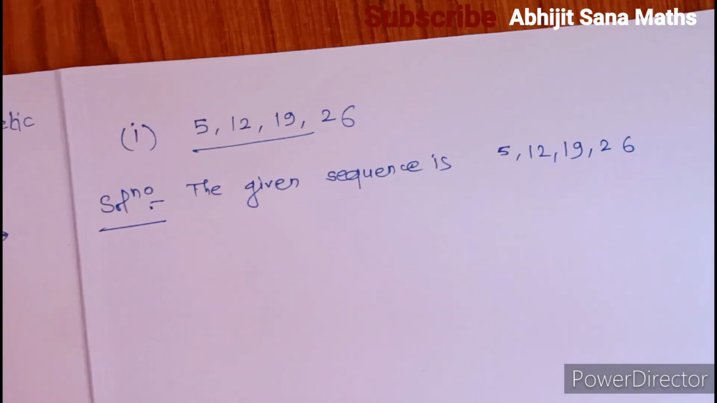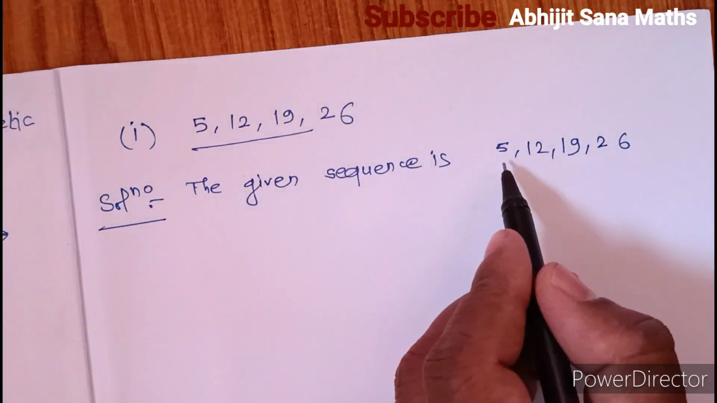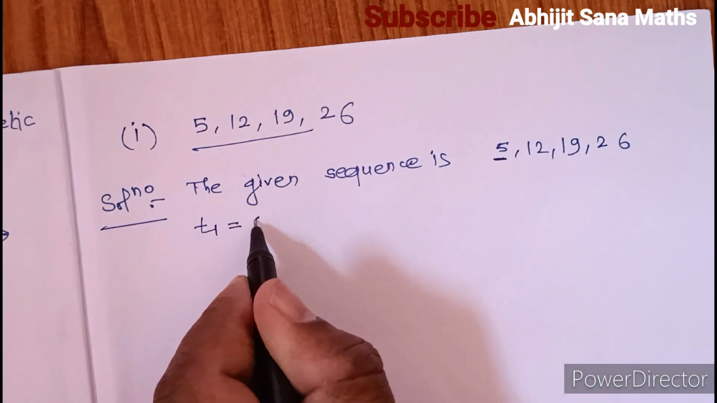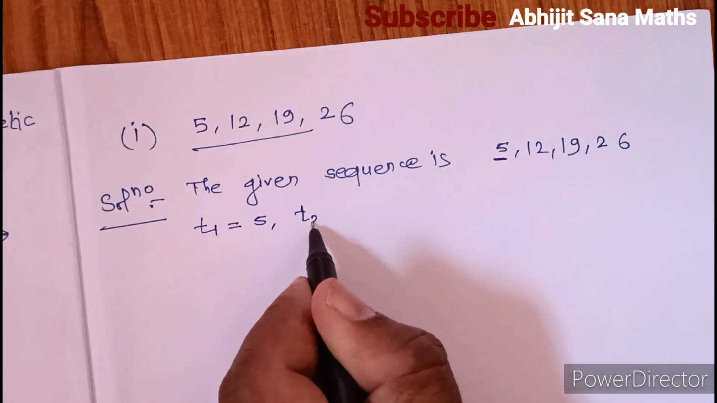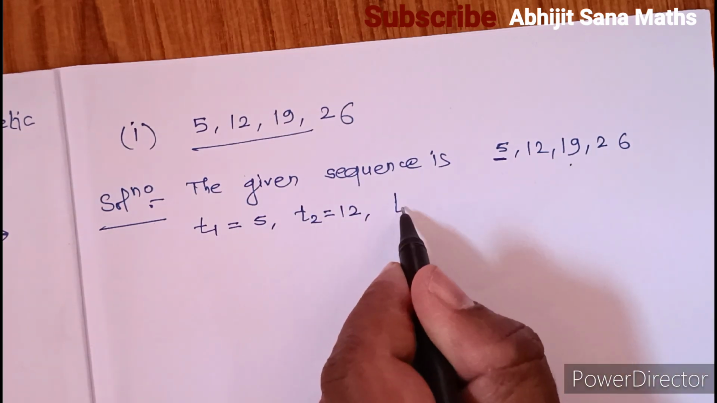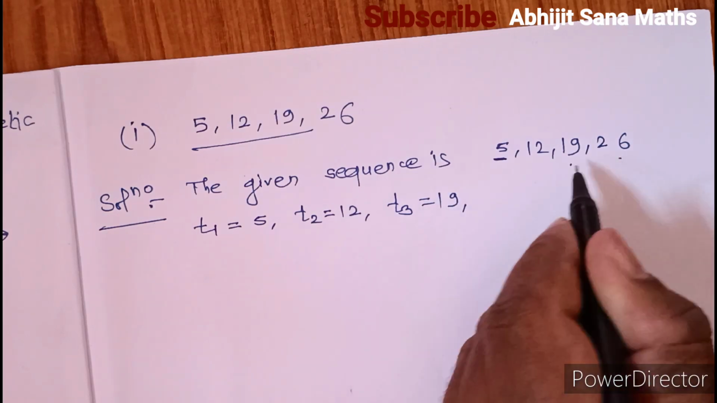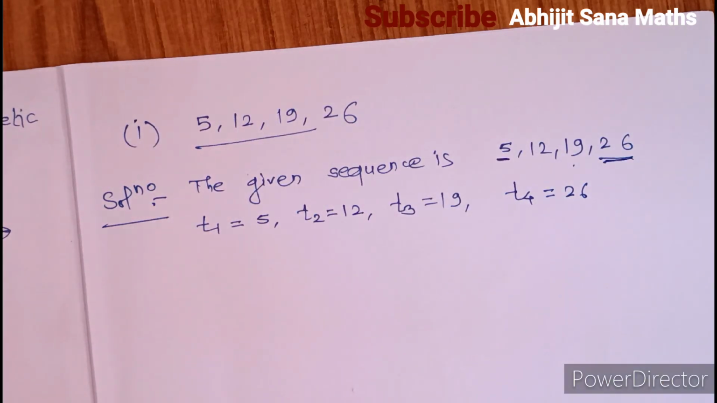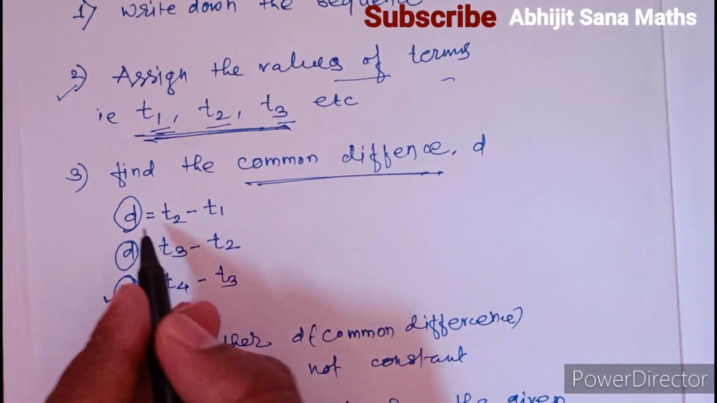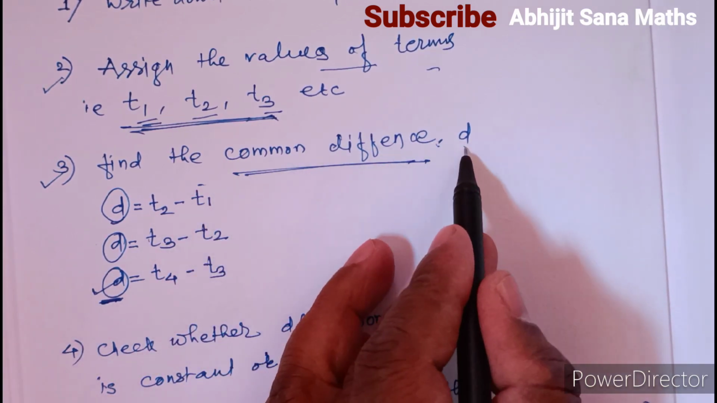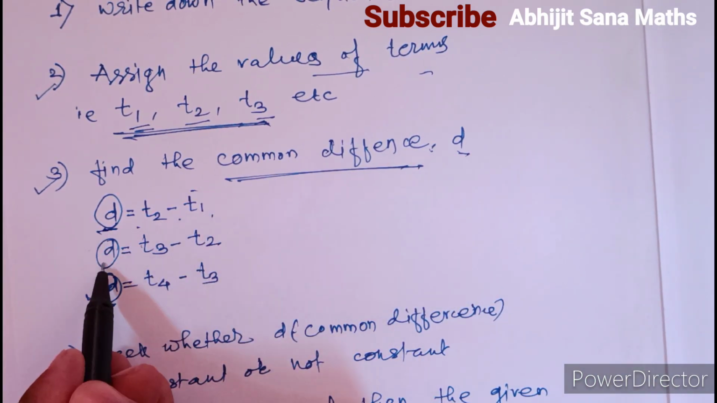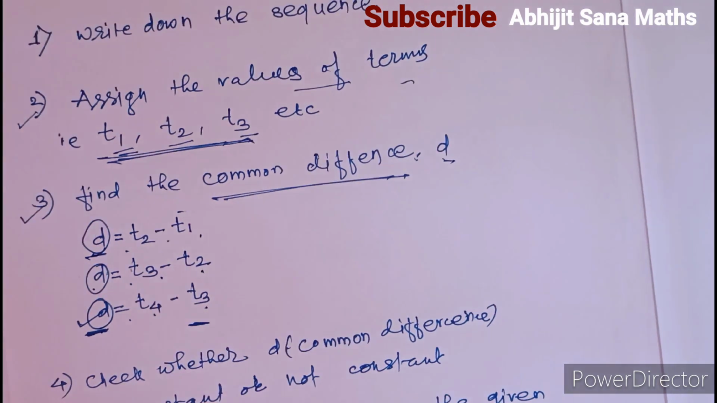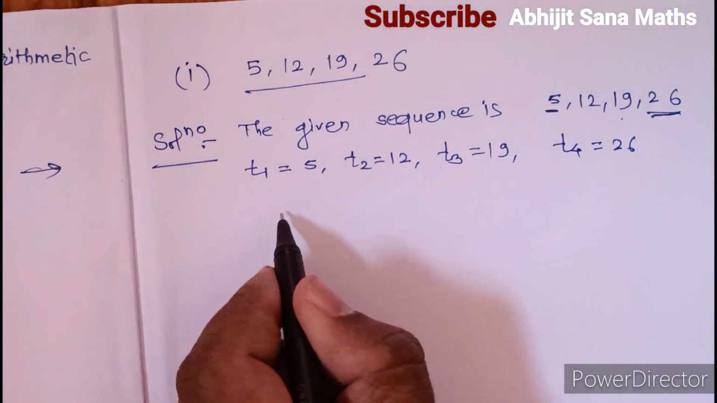Here we assign the values of the terms: the first term t1 equals 5, t2 equals 12, t3 equals 19, the third term, and t4 equals 26, the fourth term. Now the third step is to find the common difference d, that is d equals t2 minus t1, d equals t3 minus t2, and d equals t4 minus t3. Now we have to find the value of d, the common difference.